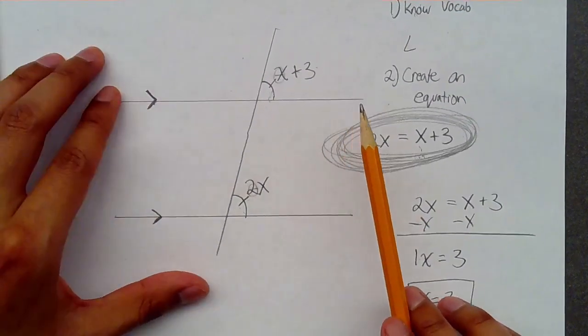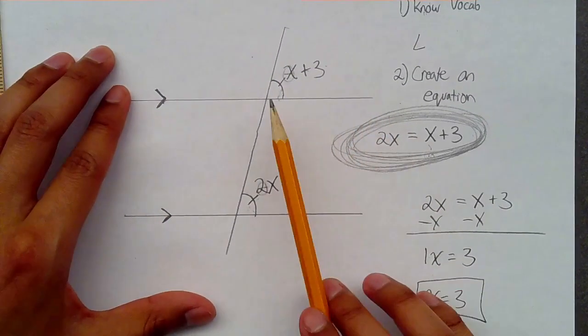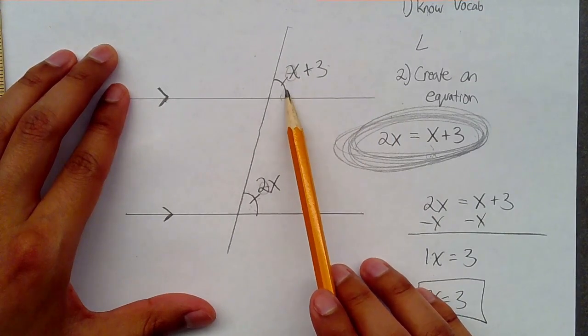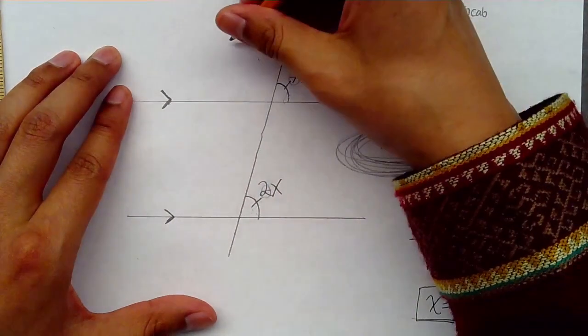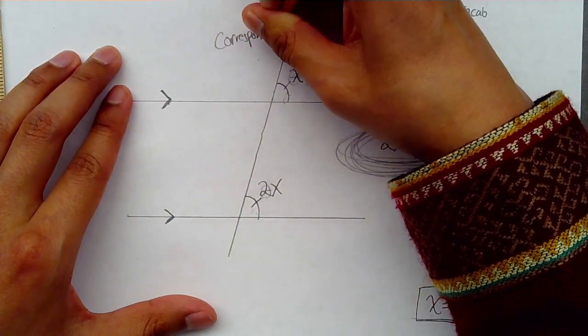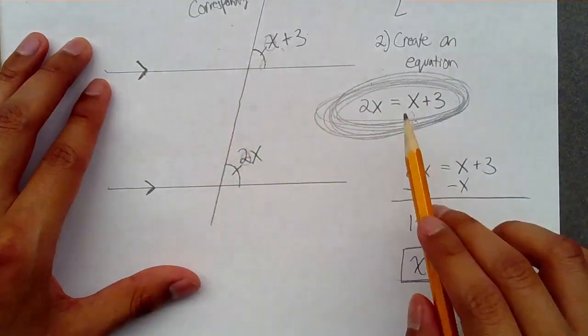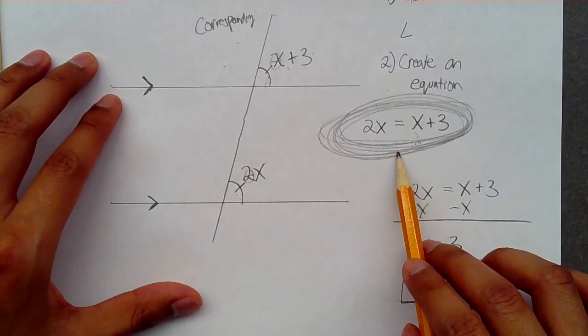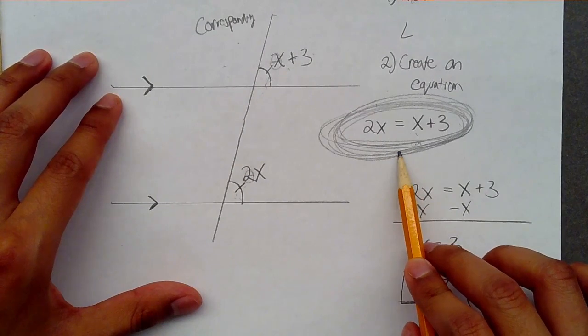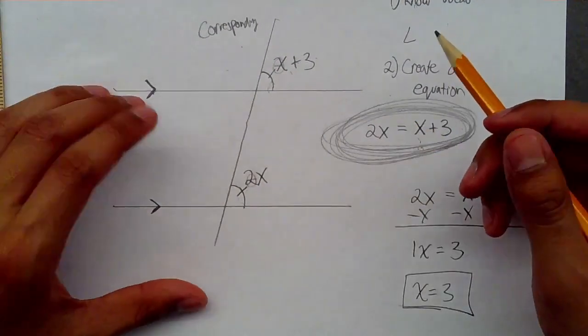So on the handouts that I'm going to give you, I'm going to expect you to label what this angle pair relationship is. So in this case, this will be corresponding. And then I want you to write an equation. I might ask you to solve it too, or just write it. I don't know. I haven't decided this yet.